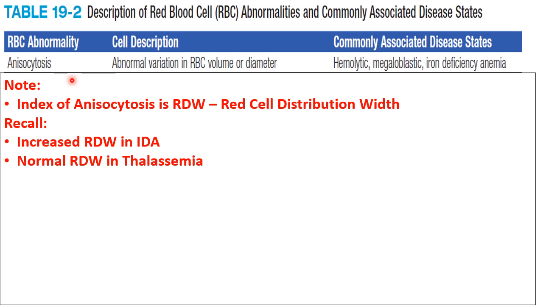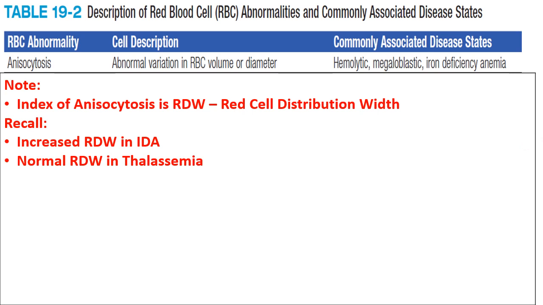Based dun sa RBC indices, pwede mo itong appreciate through the results of your RDW or red cell distribution width. Okay? Ito makapagsabi kung madaming or may increase or decrease anisocytosis present in the blood specimen. Recall lang natin, no, RDW is also used to differentiate IDA and thalassemia. Increase ang RDW sa IDA, normal ang RDW sa thalassemia.